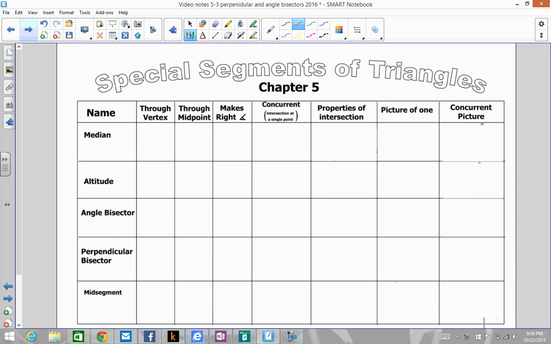All right, so we got a little vocabulary to hit tonight. First of all, let's go through angle bisector. If I have a triangle with an angle bisector, it kind of looks like this. So we have a triangle, and there's one angle bisector. There could be three angle bisectors at most. And so it bisects the angle.